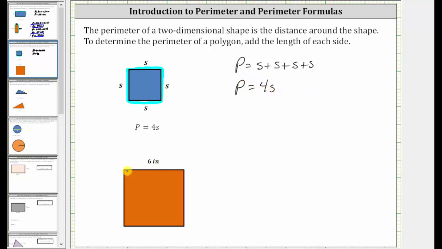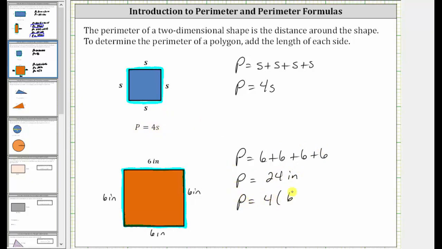And now looking at the square below, this side has length 6 inches, and therefore the other sides also have a length of 6 inches. Walking around the square, the perimeter P is equal to 6 inches plus 6 inches plus 6 inches plus 6 inches. And 6 plus 6 plus 6 plus 6 is equal to 24. The perimeter is 24 inches. Or using the formula P equals 4S, the perimeter P is equal to 4 times 6 inches. 4 times 6 is 24, giving us the same perimeter of 24 inches.